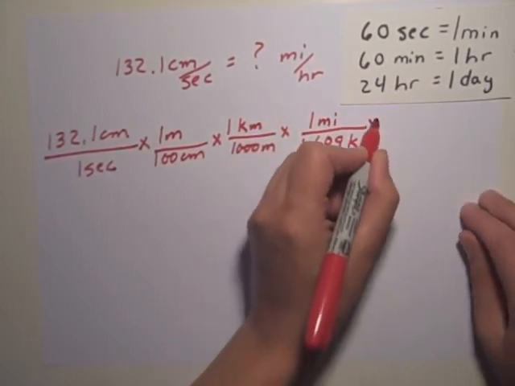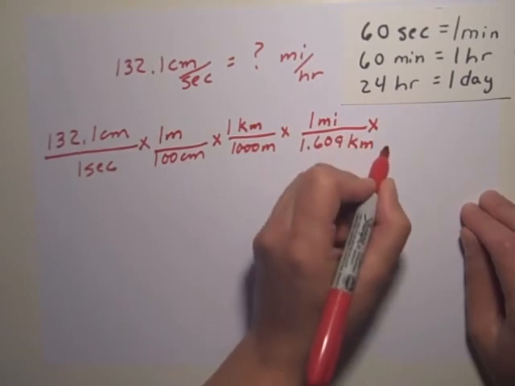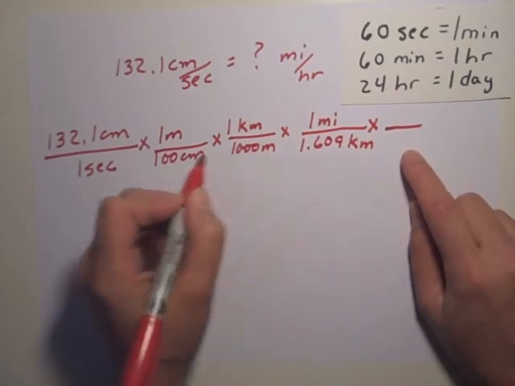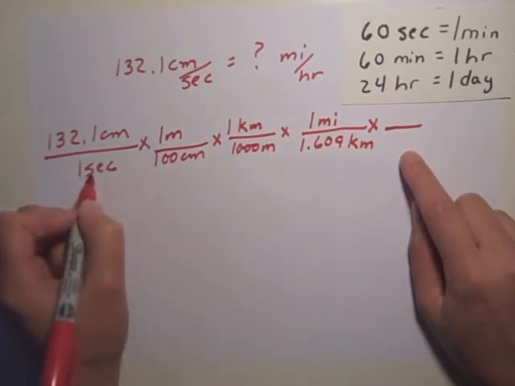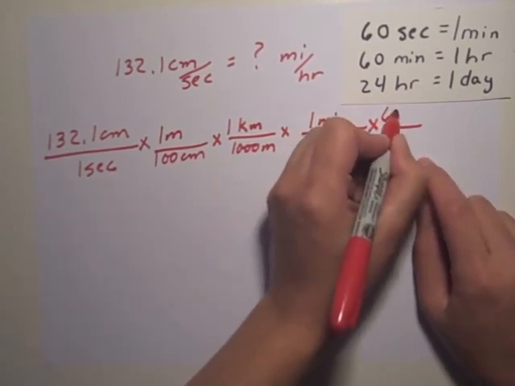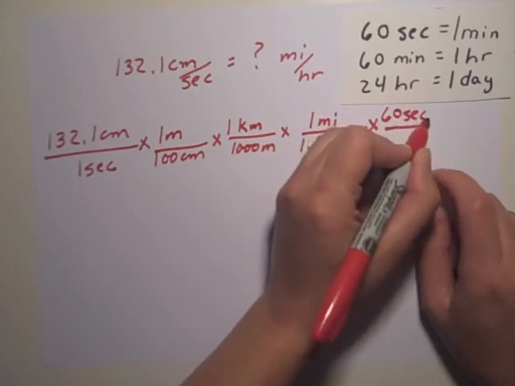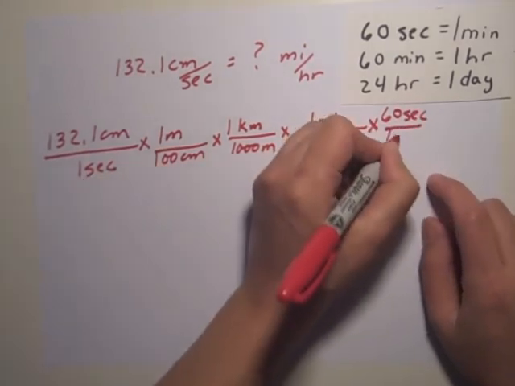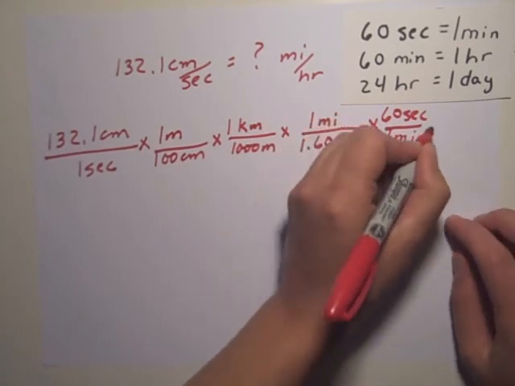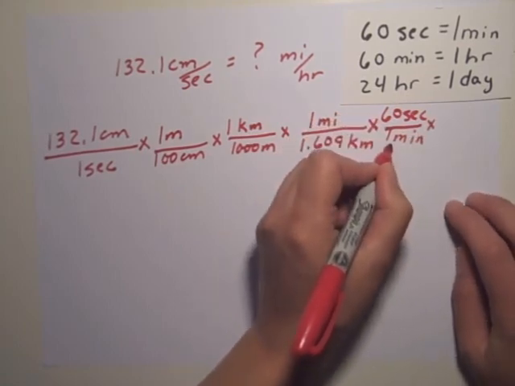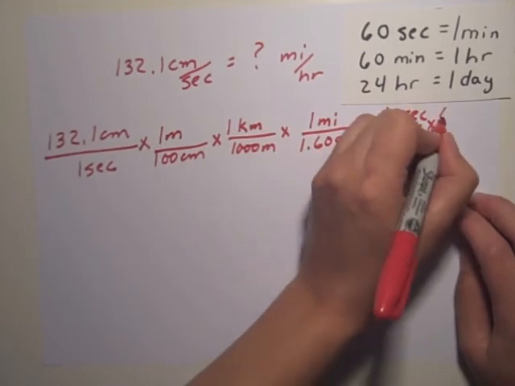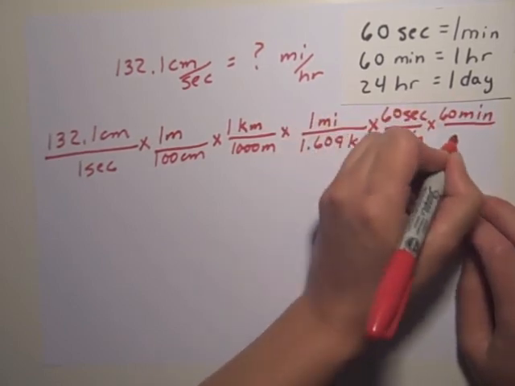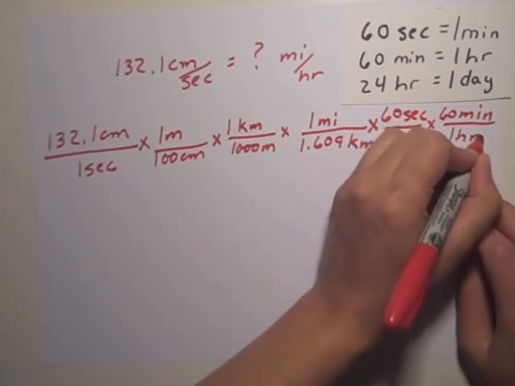Next on to time. But wait, if we put 60 seconds down in the denominator like we did before, it won't cancel. We must put 60 seconds in the numerator so that it will cancel the seconds in the denominator. And the same thing here. We need to put 60 minutes in the numerator and 1 hour in the denominator.